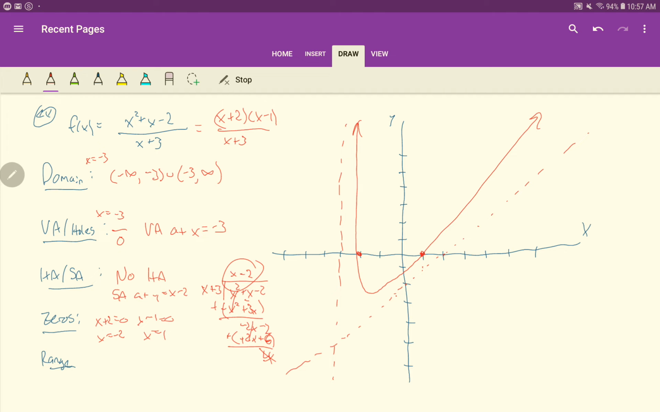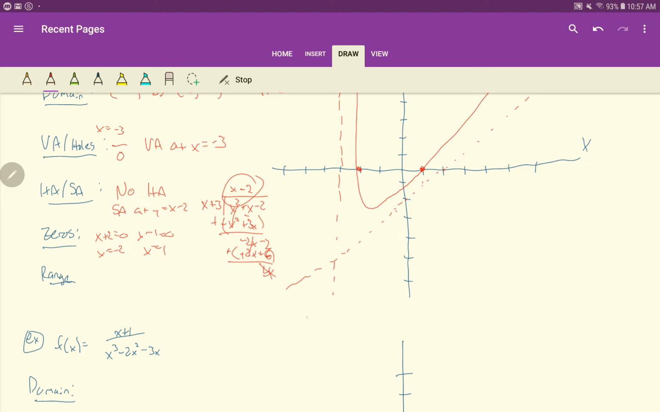But let me go ahead and pick a point. I'll use this point right here, which is -4, and I'll plug in -4 here. Let's make a little x chart here. So -4. If I plug that in, -4 plus 2 is -2, -4 minus 1 is -5, and -4 plus 3 is -1. So that's going to be -10, or sorry, 10 divided by -1, so it's -10. You can see that's not going to quite fit, but it would be down here or something like that, and so your graph would look something like this. But again, I can't quite fit that in.